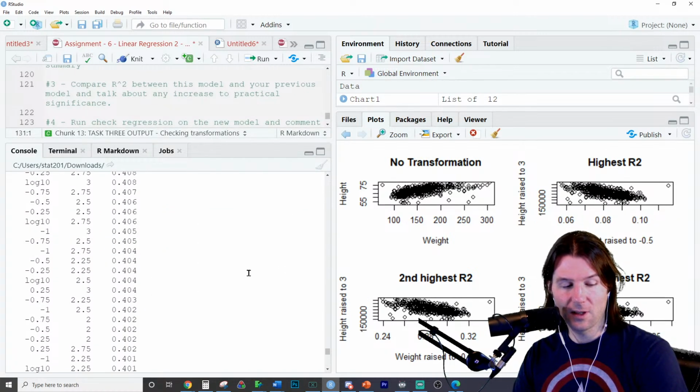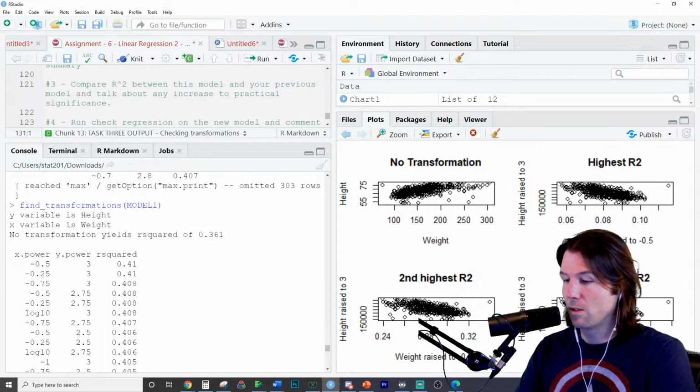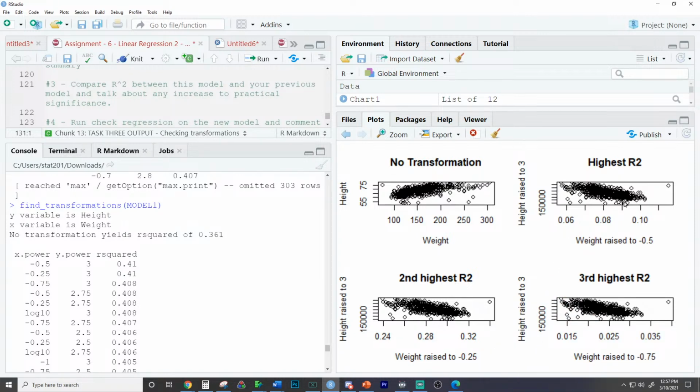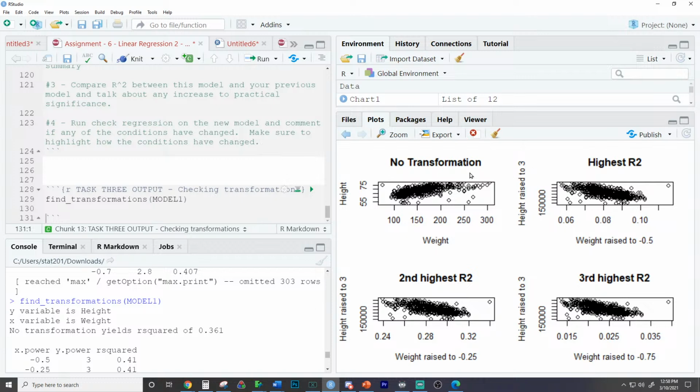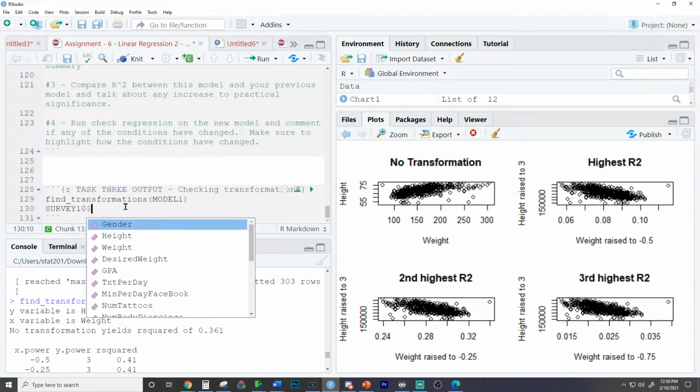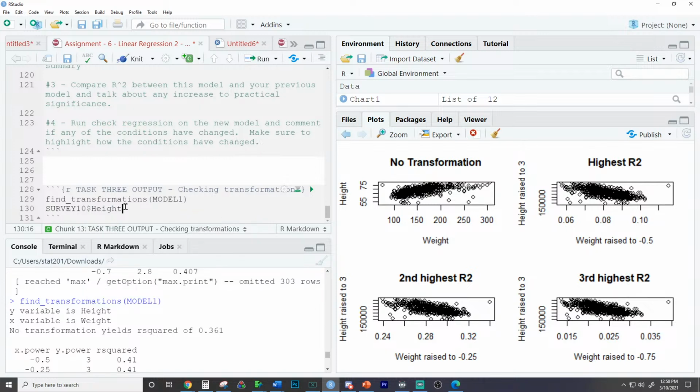But now the graphics will show you the best model over here. So up here is the highest R squared, and then we see the second highest R squared, and we see the third. The reason you'd get all four of these plots is because there are often very few differences, so maybe you'd look at the one that is the best. So now let's go ahead and create our model. We see that we need to raise height to the third. So I'm going to go right here, survey 11, 10, and go to height, and we're going to raise this to the third power. And let's call this transformed height.